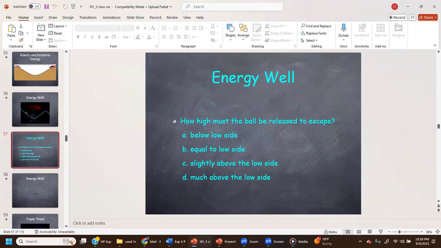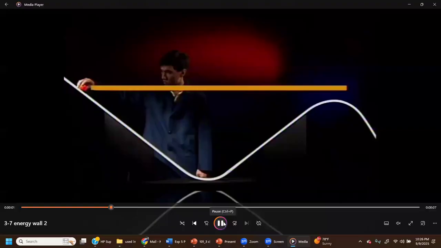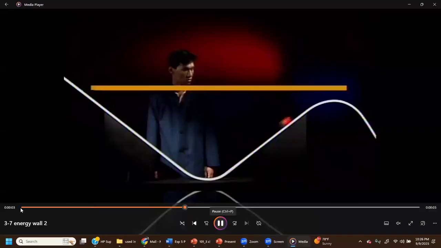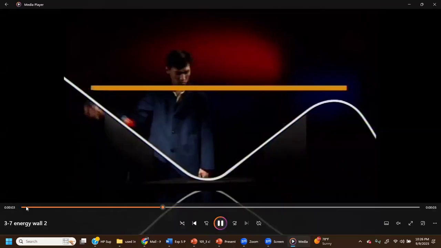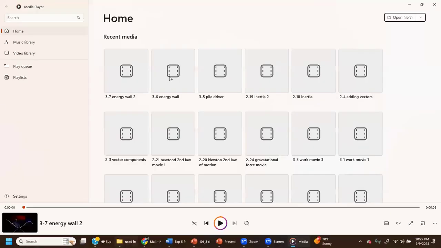So let's go ahead. A release point only slightly higher above the low side will be sufficient for the ball to escape, because you're giving it enough energy to escape that hump. All right, then let's take a look at another video.